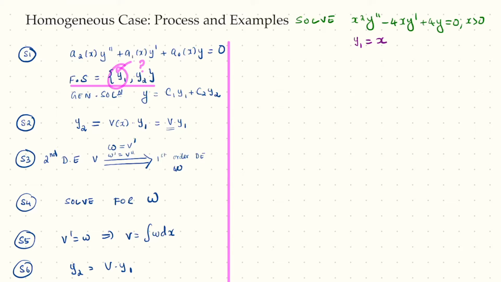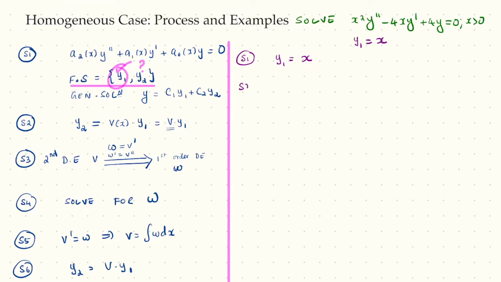So what we have is, the differential equation is given to us and the first solution is given to us. So you need to figure out y2. So step 1 is already taken care of. Let's write it down. The first solution is y equals x.